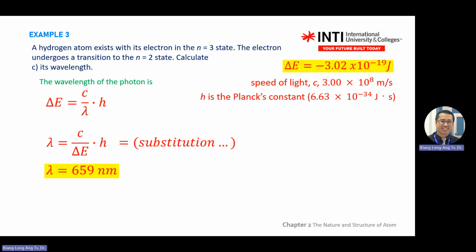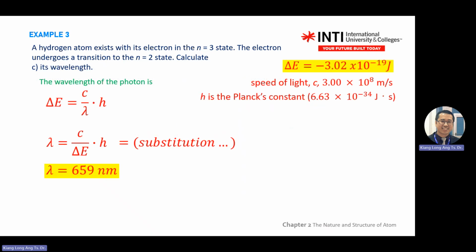Why at the end we write nanometer? Because in the chart given, usually the scale is in nanometer. This is to help us more easily find what kind of radiation, because the scale we usually see is in nanometer. Okay.